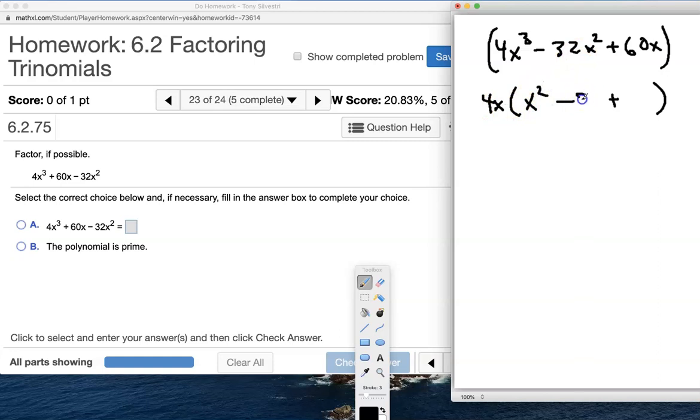4 goes into 32 8 times. From 2 x's, you pulled 1 out. Leaves you with a plain x here. 4 goes into 60 15 times. We pulled out the x. Now I concentrate on this part.